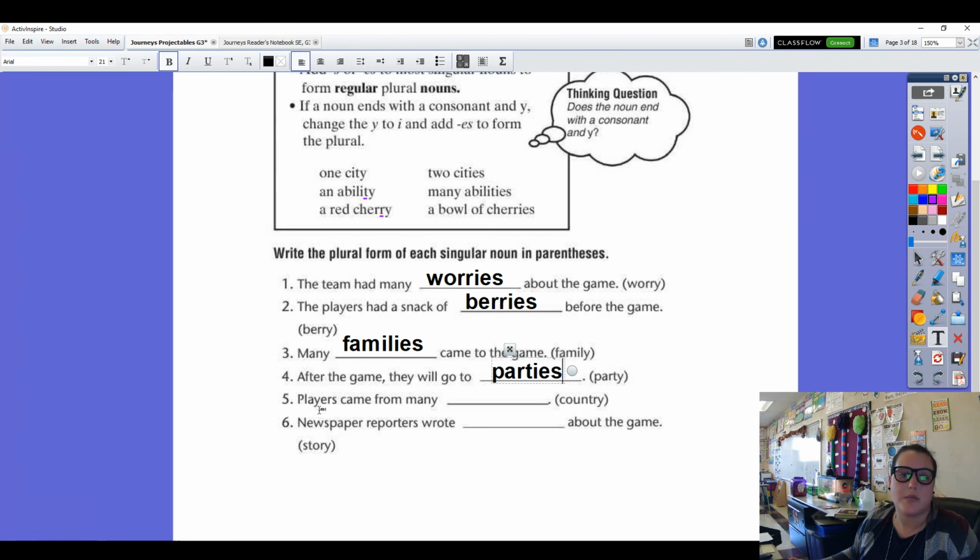Players came from many countries. R is before the Y, so we'll change that Y to an I and add ES because of that R being a consonant.